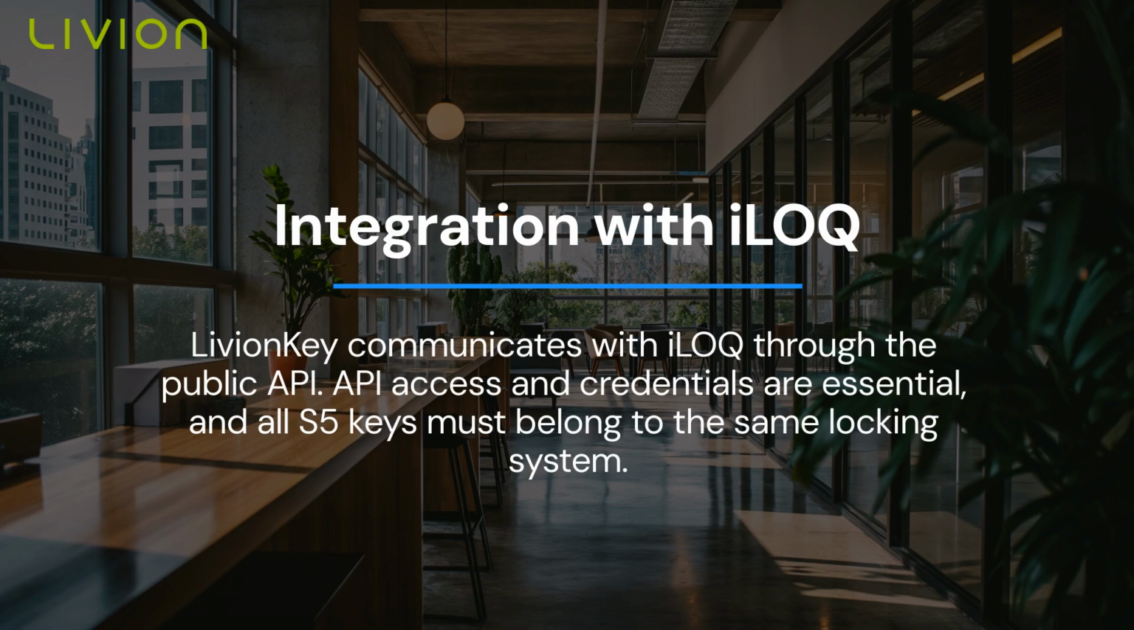LivionKey communicates with iLock through the iLock public API. After you've added your API credentials, LivionKey verifies that it has the necessary usage rights, allowing you to proceed. The iLock locking system must have API access enabled, and all access rights intended for programming must be of the API access right type. Additionally, all S5 keys must be pre-programmed to belong to the same locking system.